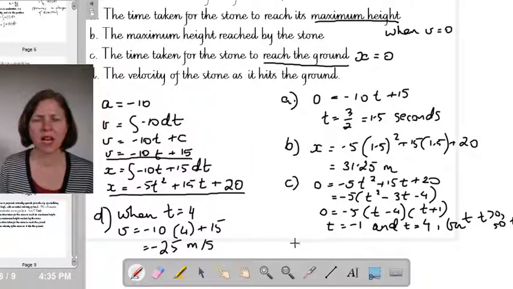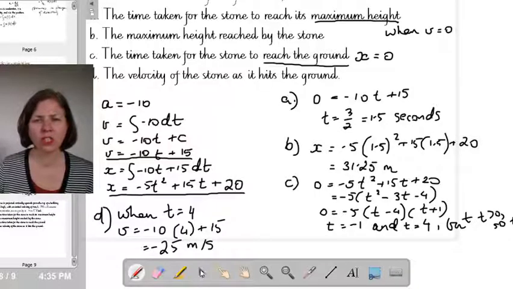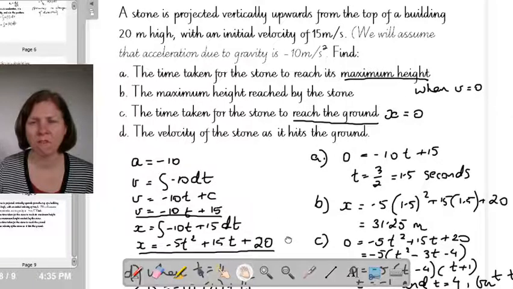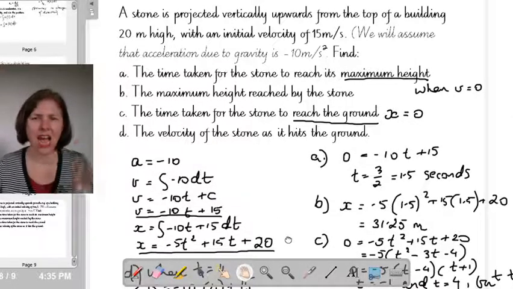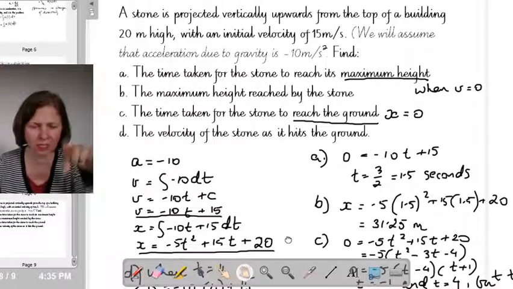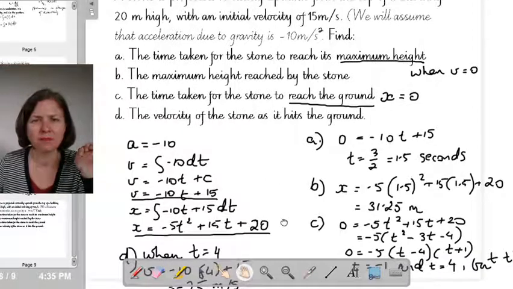Now, just a comment on some interpretation here. Negative 25, the velocity is negative because the stone is now traveling down. So the initial velocity that I was told in the question, you can't see it now, but let's just show it to you. The initial velocity was 15 meters per second, and it did say vertically upwards. So we take up to be positive and down to be negative. And that's why our acceleration was negative, because acceleration due to gravity is always pulling us down towards the earth.